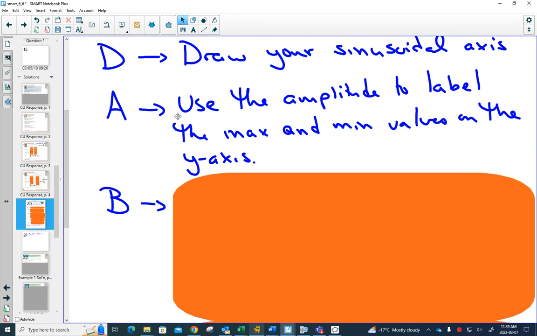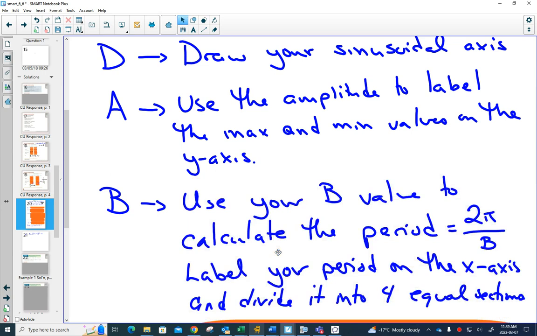Next, our B value. We have a formula that tells us our period is 2 pi over our B value, so we can use our B value to find our period, and then we'll be able to label somewhere on our x-axis, make a mark for 1 period, and divide that into 4 equal sections. After your B value, you will have your y-axis nicely labeled and your x-axis nicely labeled.